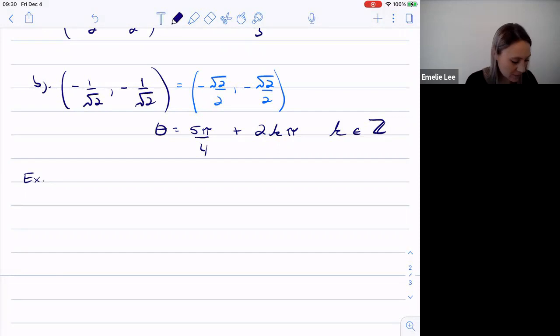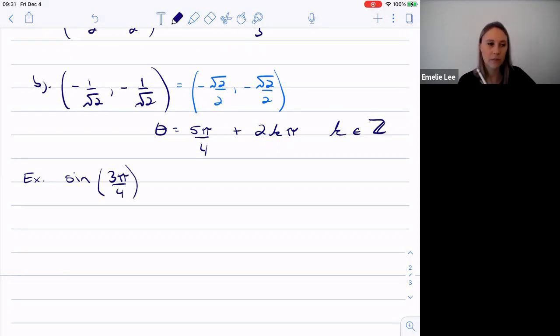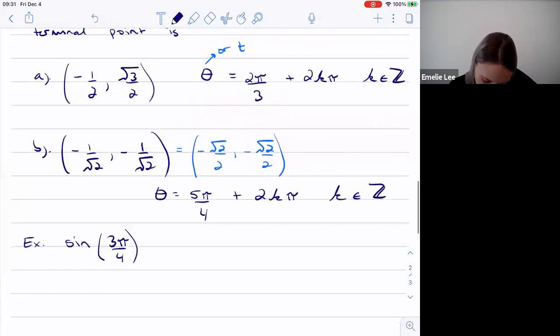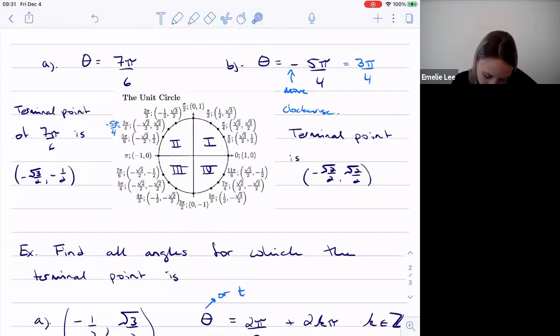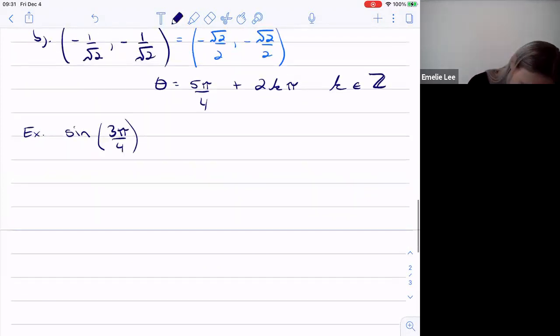What if we have to find something like, what's the sine of 3 pi over 4? Okay, going back to where we started, 3 pi over 4 is probably on this circle. It sure is. 3 pi over 4 is over here. If I only want the sine of that angle, that's going to be the y value. So root 2 over 2, or if you prefer, 1 over root 2.